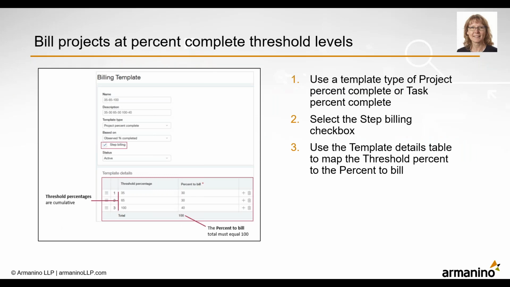The other enhancement in the contract module is you can bill projects at percent complete threshold levels. Okay, so you would set up a template type of project percent complete, or you could use the task percent complete option. There's a new checkbox, step billing. So you would select that step billing checkbox, and then you'll use the template details to actually go in and map the threshold percent to the percent to bill. You can see that illustrated in the steps there.